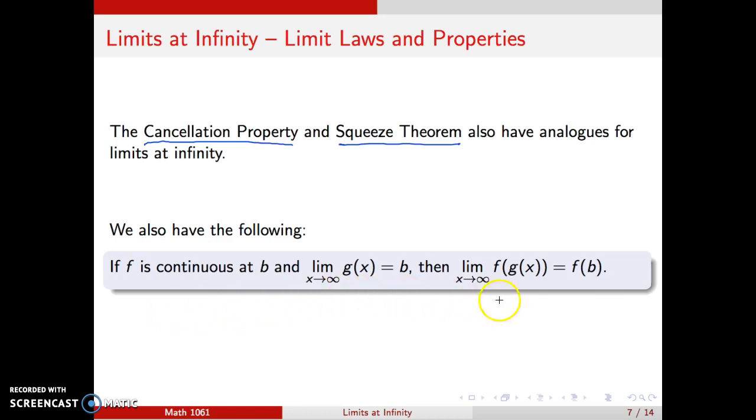Another one is the composition. You've got that continuity condition you need, but if the limit of the inside function as x approaches infinity is b, and f is continuous at b, then the limit of f composed with g of x as x goes to infinity is f of b. And we'll make sense of this with some examples. You start getting your hands dirty, working some things out on pen and paper, and all these things will make better sense rather than just hearing me talk math out loud.